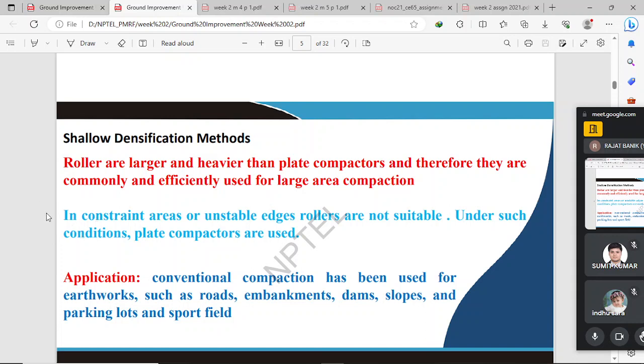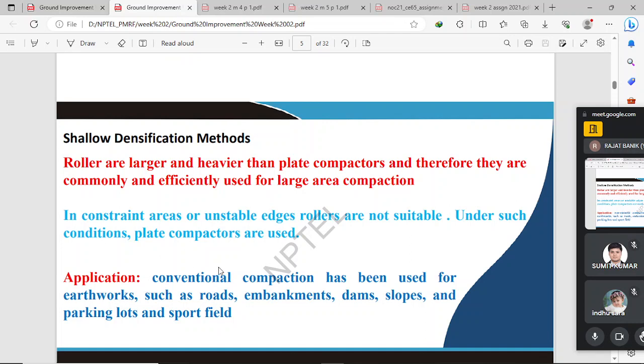So in the second point, it is stated that in constrained areas or unsuitable edges, rollers are not suitable, because if we apply pressure at unsuitable edges or corners, the corner may break or shear failure may occur, because at those corners or edges the load distribution area is very small. There may be failure of the soil by shearing or like that. Here we use the plate compactor only.